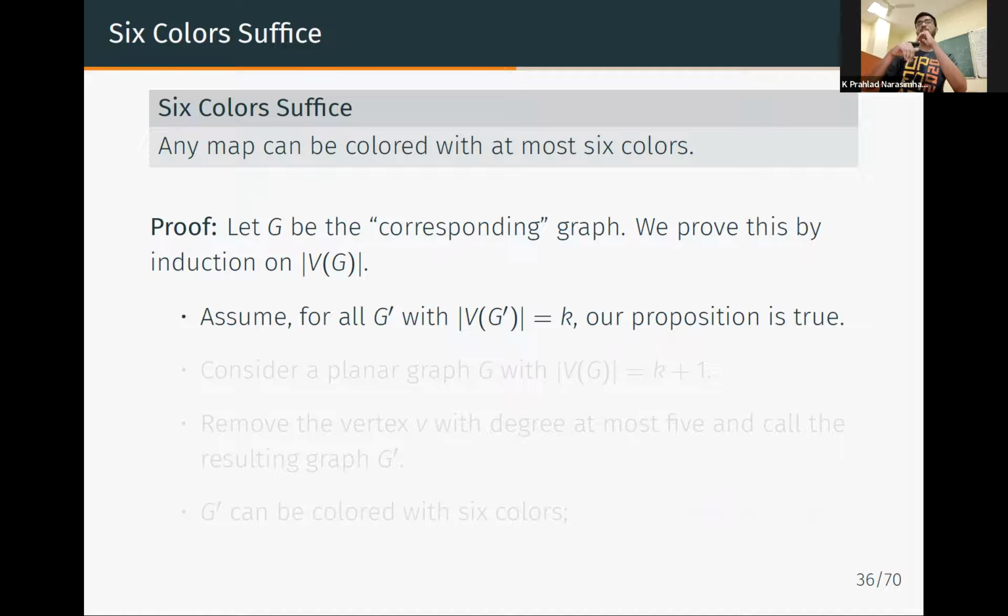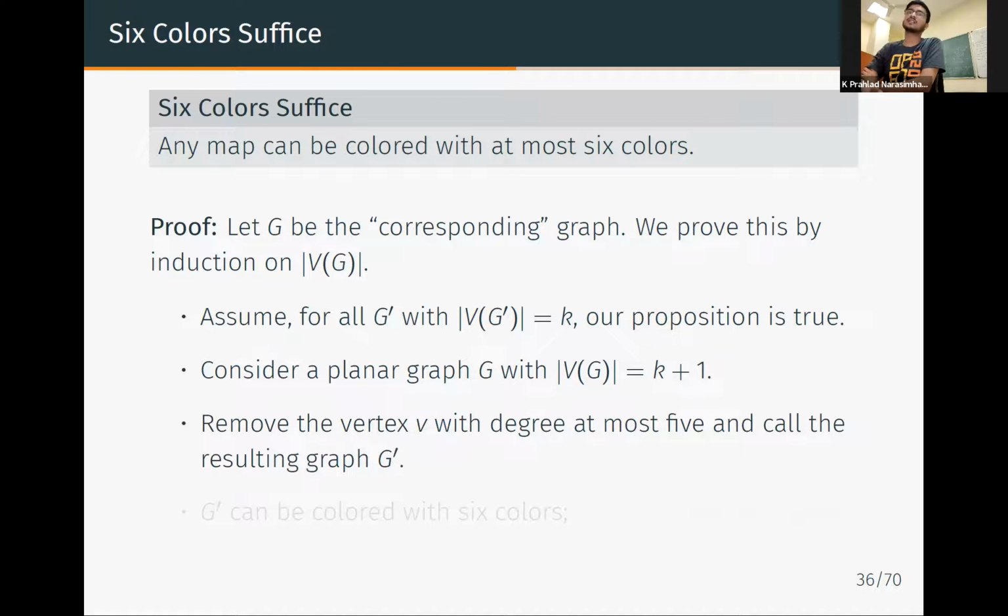So next we need the induction hypothesis. What is that? Our hypothesis is that for all graphs with k vertices, our proposition is true. That is, it can be colored with 6 colors. Now take a planar graph G with k plus 1 many vertices. And what do we know? We know that by the previous theorem, there exists a vertex V with degree at most 5. Remove it from the graph. What is left is a graph G dash which has k many vertices.